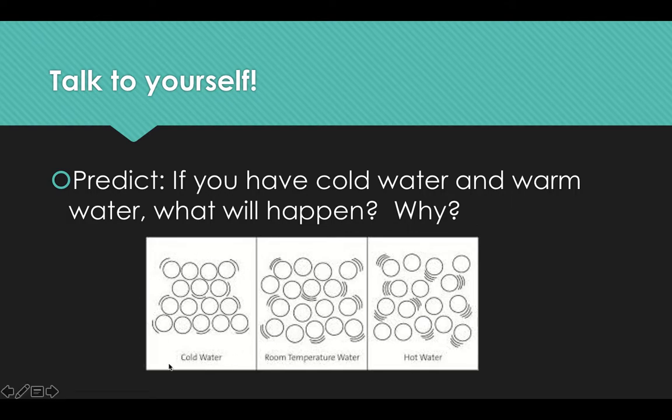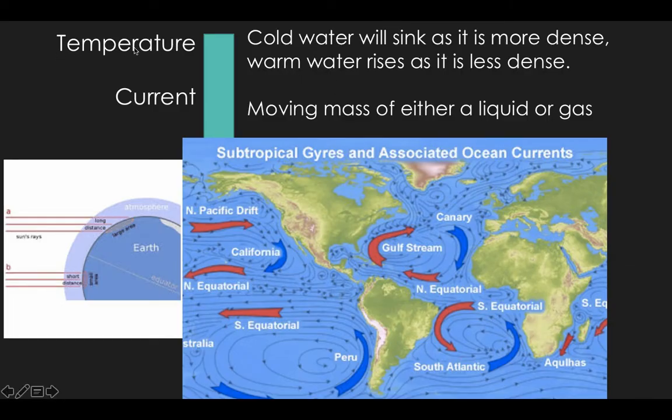Maybe in your explanation, you talked about cold water being more dense and warm water being less dense. And this is everything when it comes to how water interacts. So the first thing that causes our ocean movement is the temperature of the water. Cold water is going to sink as it is more dense, and warm water will rise as it is less dense. And this is going to cause a current. A current is a moving mass of either a liquid, in this case, or, when we talk about weather, a gas.